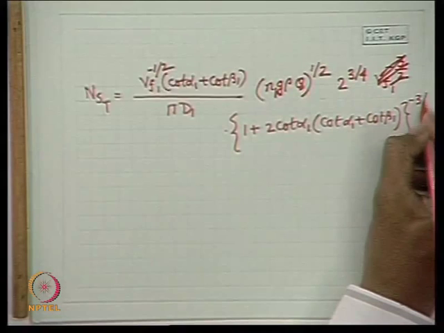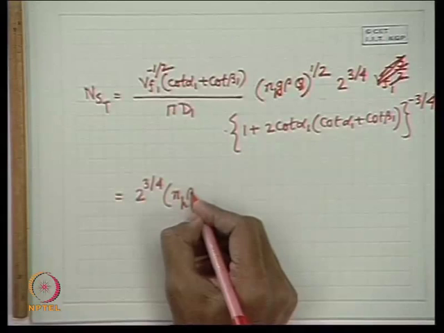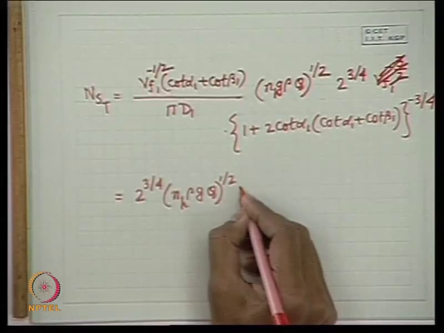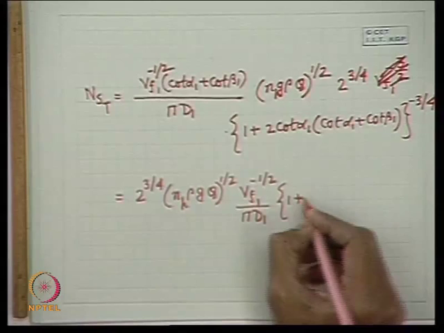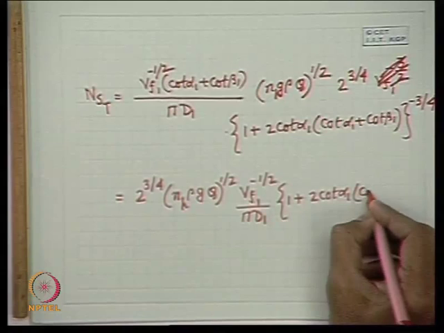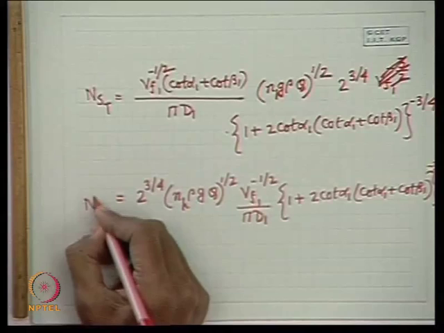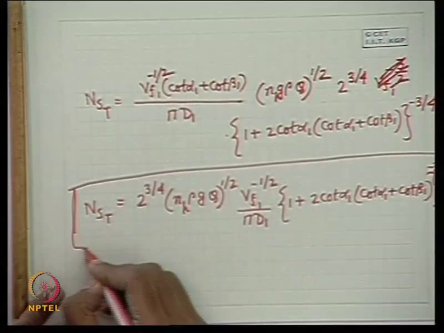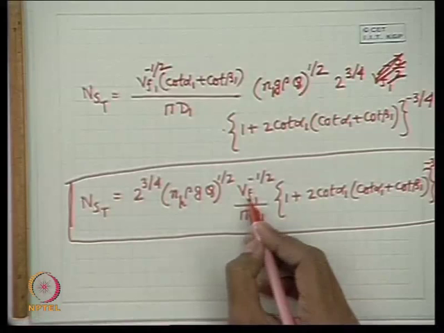Let me write again. So this will be 2 to the power 3 by 4 and all these almost constant quantities, eta h rho g q to the power half, then Vf1 to the power minus half divided by pi d1, this remains as it is, then this big quantity in the bracket, 2 cot alpha 1 into cot alpha 1 plus cot beta 1 to the power. Now, in this context, I would like to tell you that this expression of NST is a conventional expression which expresses the NST in terms of the guide vane angles at outlet and the rotor vane angles at inlet, the flow velocity Vf1, which is the measure of the flow rate, and the rotor diameter at the inlet.